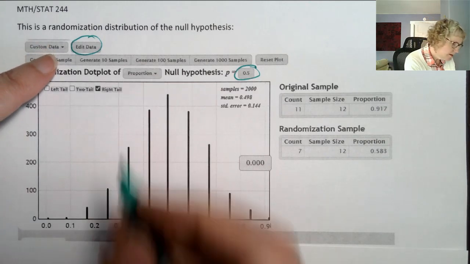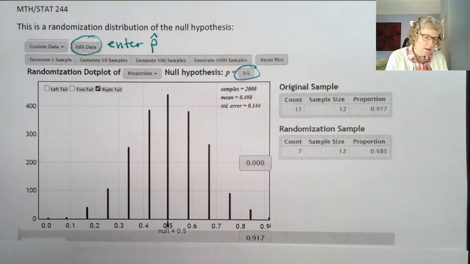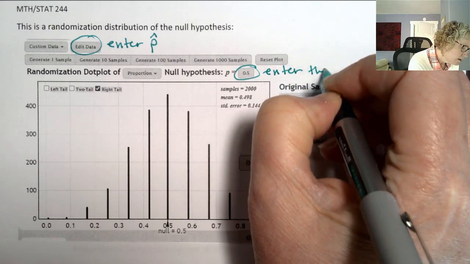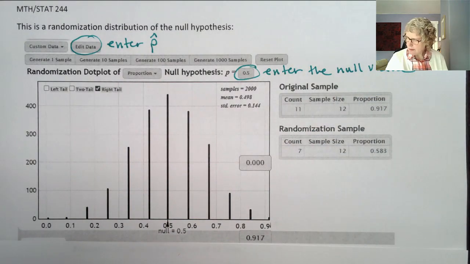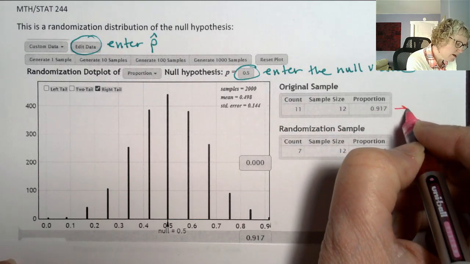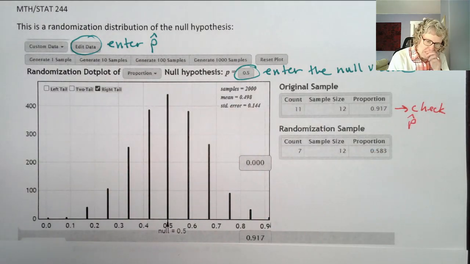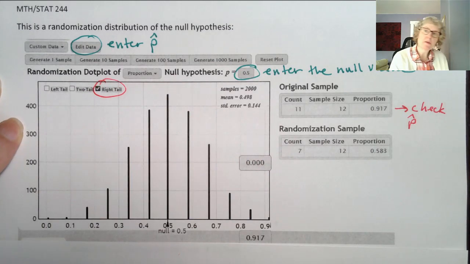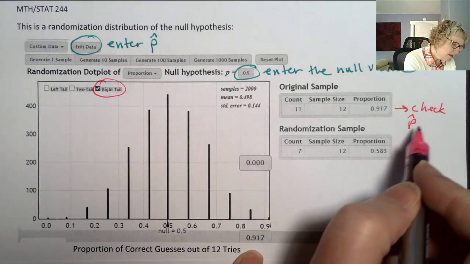Okay, so when you do edit data, you enter p hat. And then here, this is where you enter the null value. And then in original sample, this is our p hat. So you always want to check your p hat right there. That is your p hat. And then we also selected right tail because this is a right tail test.